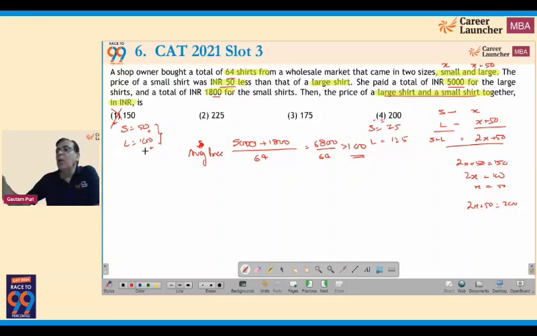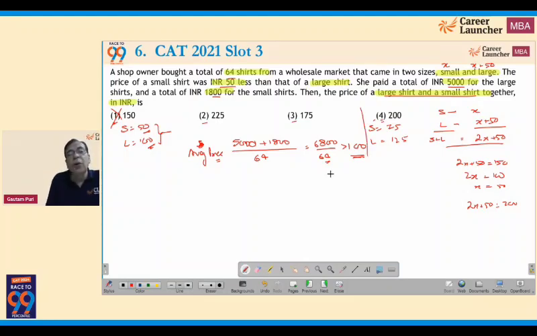So the first thing out here was to say choice 2 and choice 3 are not cute numbers, so we'll worry about them later. We are not eliminating them, we'll look at them later. Choice 1 tells me small 50, large 100. That means the average will be less than 100. But as per the question, 6,800 rupees for 64 shirts, that means the average has to be more than 100. So choice 1 is wrong.